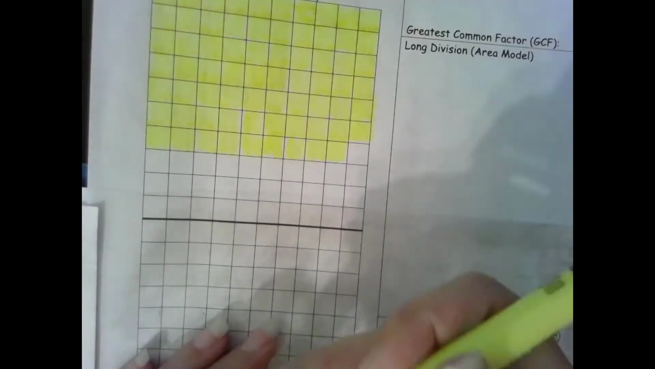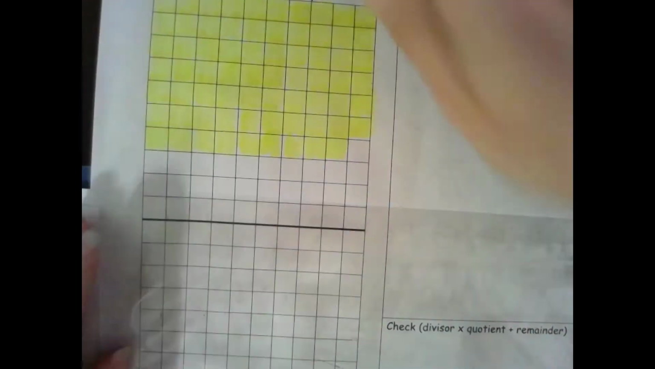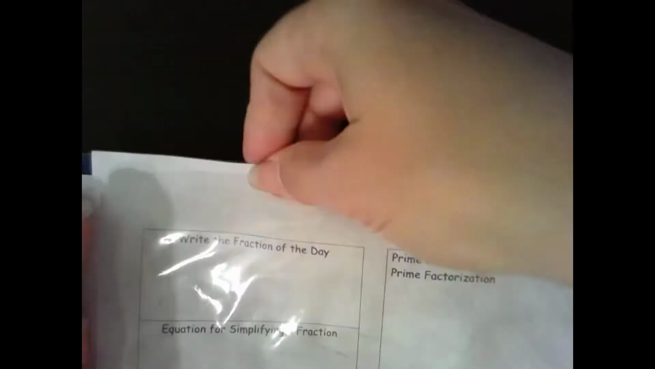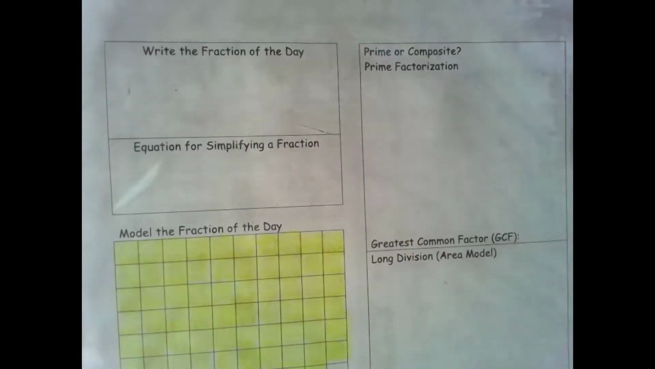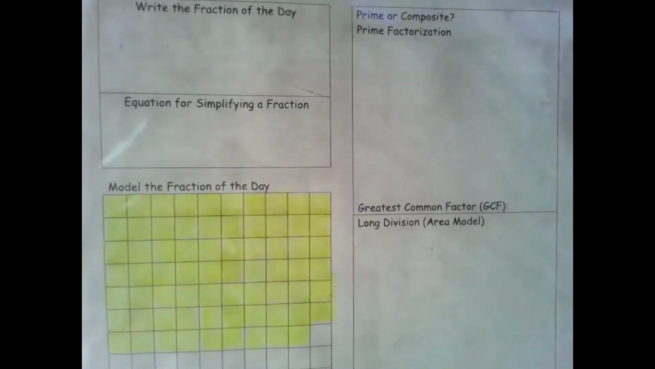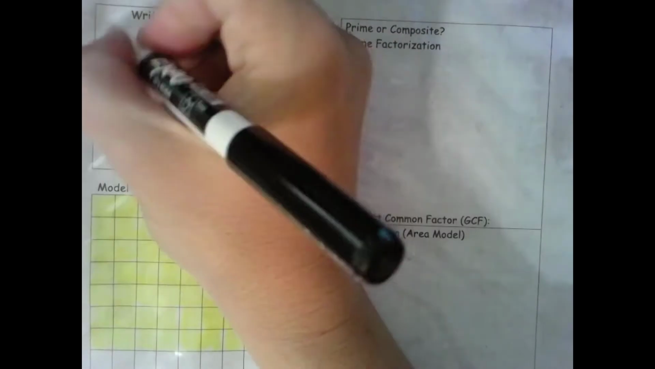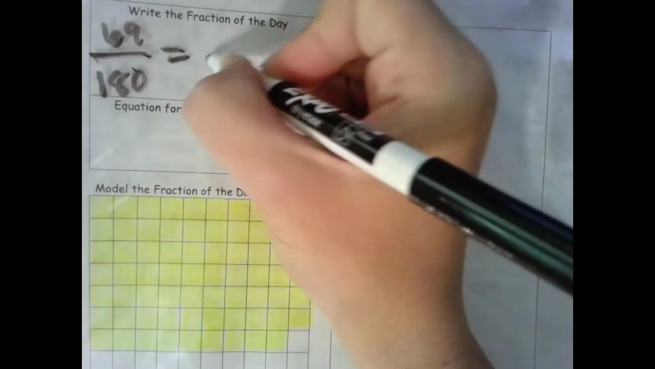Just one more row filled in. Okay. Let's get down our beginning fraction, 180. We're on day 69.